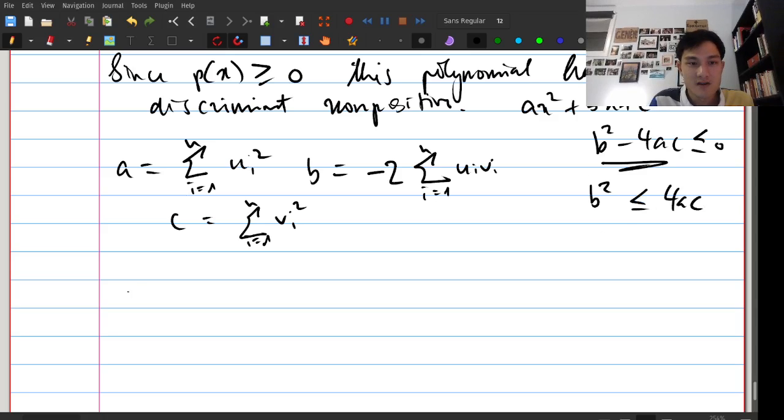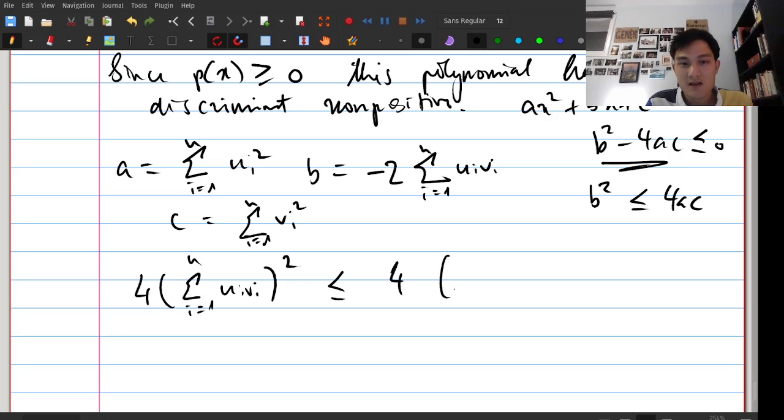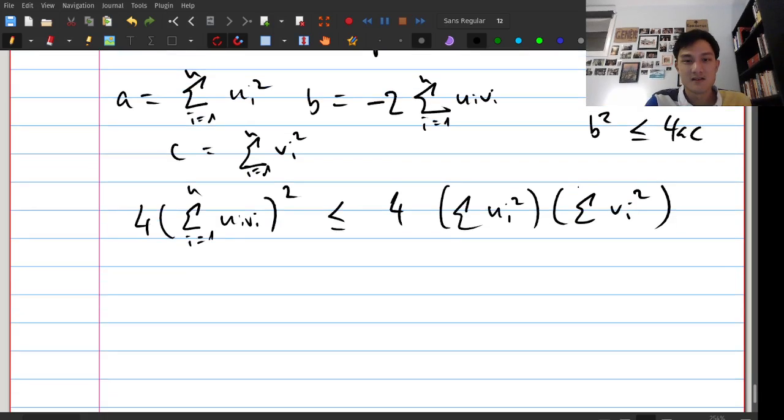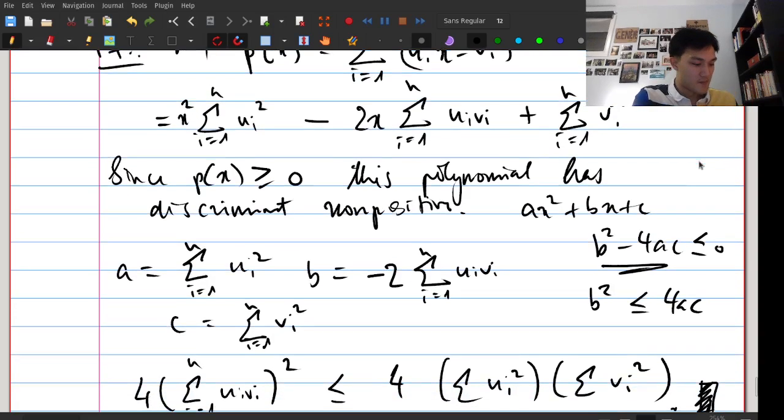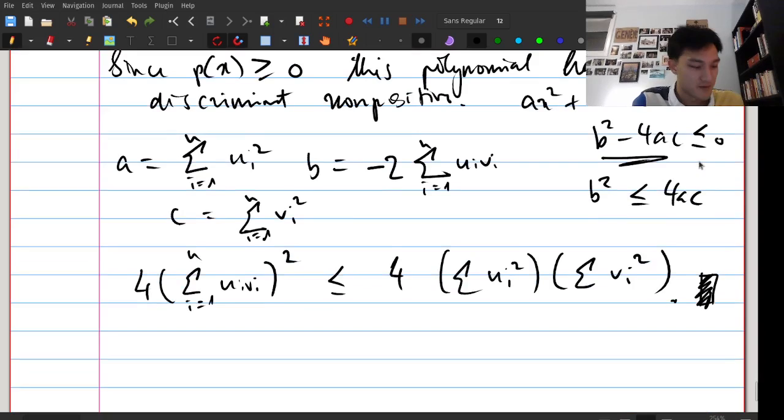Okay, so what's b squared? That's 4 times the sum i equals 1 to n of ui vi, squared. And what's 4 times ac? 4 times the sum of ui squared times the sum of vi squared. I'm not going to write the indices. And you have the Cauchy Schwarz inequality. I thought this was a really cool proof. Even though you've no doubt seen the Cauchy Schwarz inequality before, maybe you haven't seen the proof.